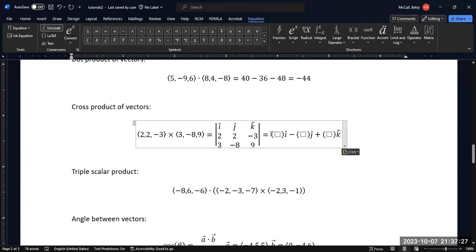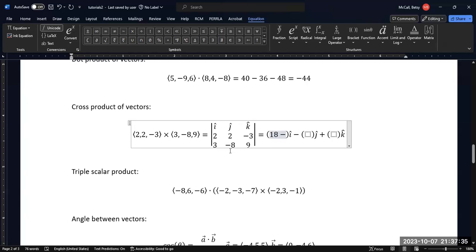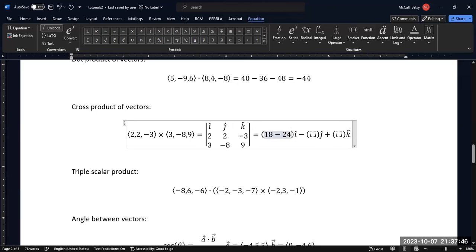So let's spell this out. In the I component, this is going to be 2 times 9, which is 18, and then minus whatever we get from this. Now, this is -8 times -3 is 24, right? Positive 24, but we're subtracting it. So we get essentially -6 in the end.